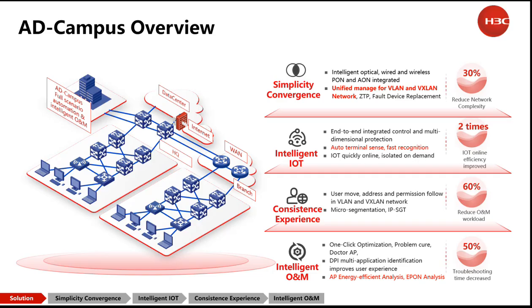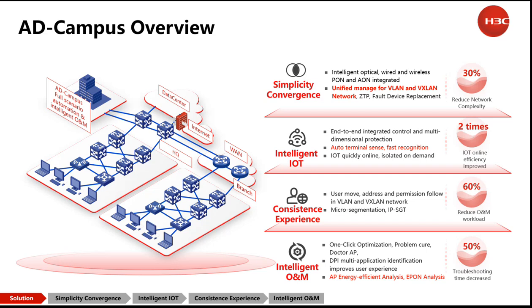We also talk about traditional networking, so your VLANs or more modern types of networking like VXLAN, as well as microsegmentation and IP SGT. So really simplifying the management, the automation, the deployment of your network through convergence. Also looking at zero-touch deployment, we'll talk about a little bit later, fault finding and device replacement.